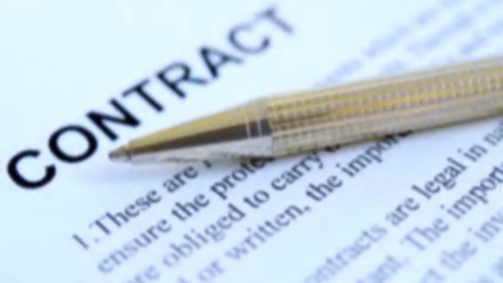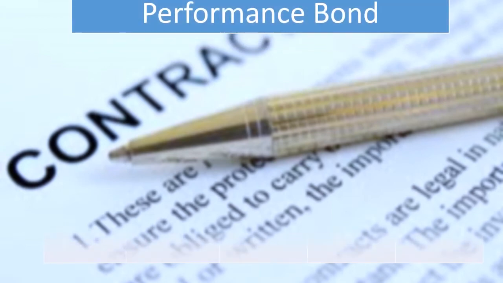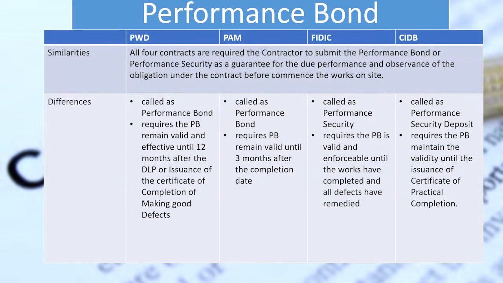The fourth issue is the performance bond. For the similarities, all four contracts require the contractor to submit the performance bond or performance security as a guarantee for the due performance and observance of the obligation under the contract before commencing the work on the site.